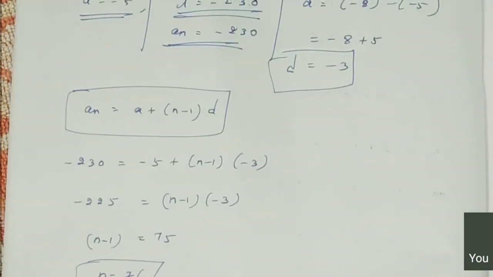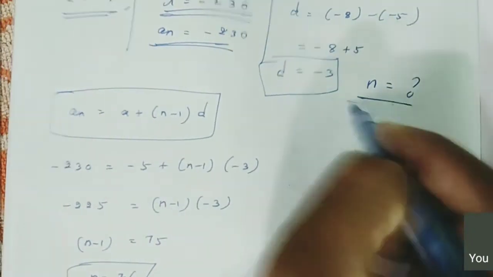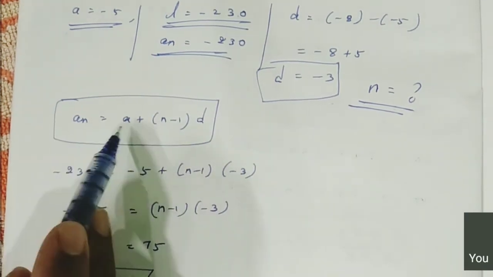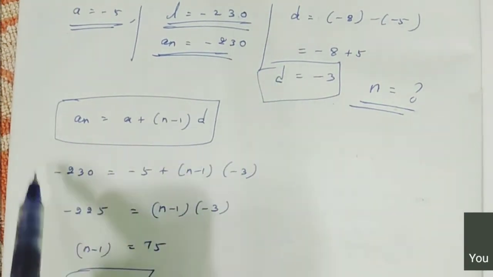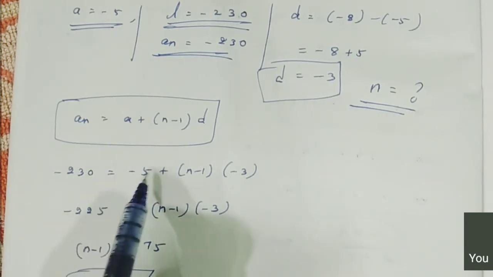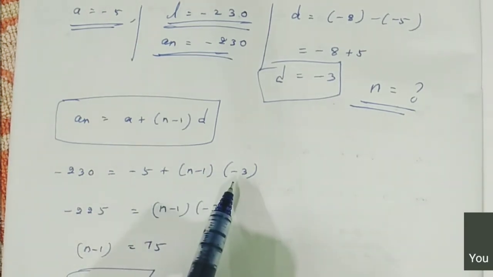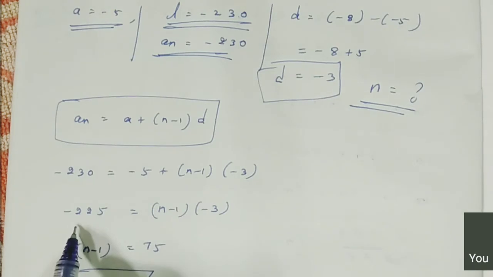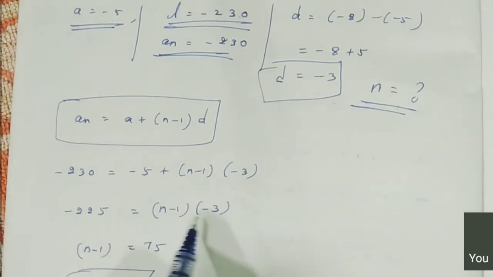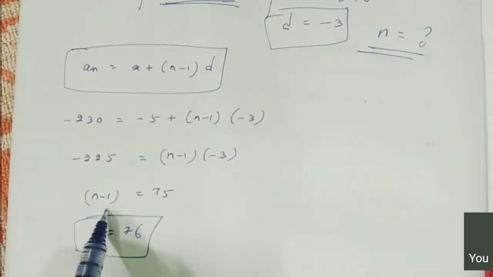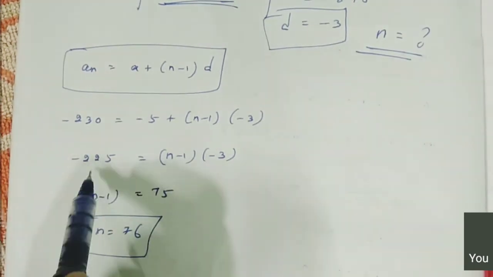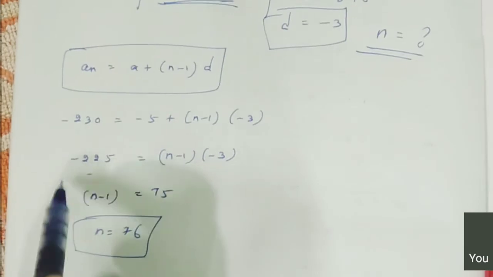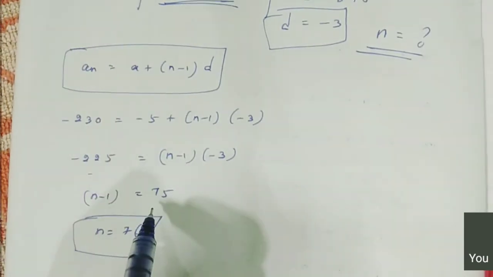Now we need to find the n value. So an is equal to a plus (n minus 1) into d. Then an value minus 230 is equal to minus 5 plus (n minus 1) into d value minus 3. So minus 225 is equal to (n minus 1) into minus 3. Then n minus 1 equal to, now we can transpose. Minus 3 will become a division 3. So minus 225 divided by minus 3, minus minus cancel.